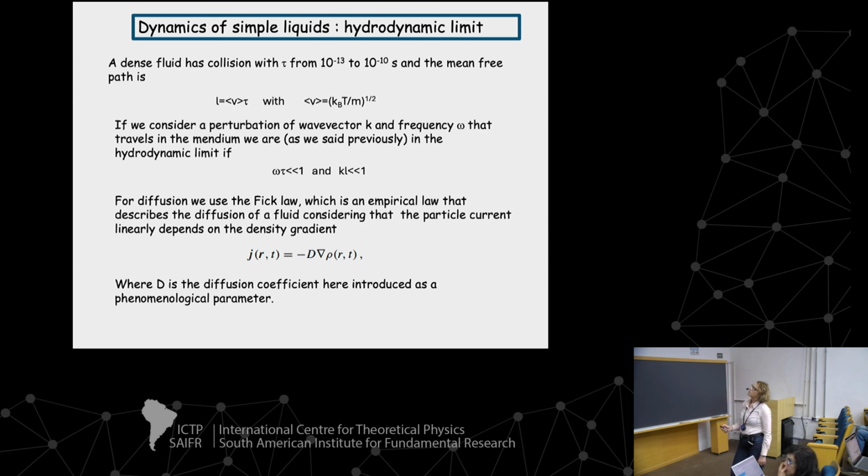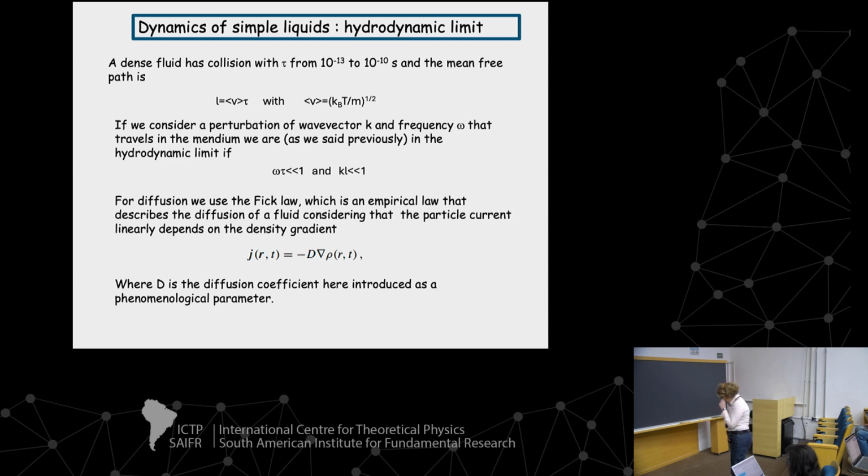So if we now consider a perturbation of wave vector k and frequency omega that travels through the medium, we are in the hydrodynamic limit if this perturbation is such that omega times tau is much smaller than 1, and k, the wave vector, times l, where l is the mean free path, is much smaller than 1. So if we are in this region, then we are in the hydrodynamic limit.